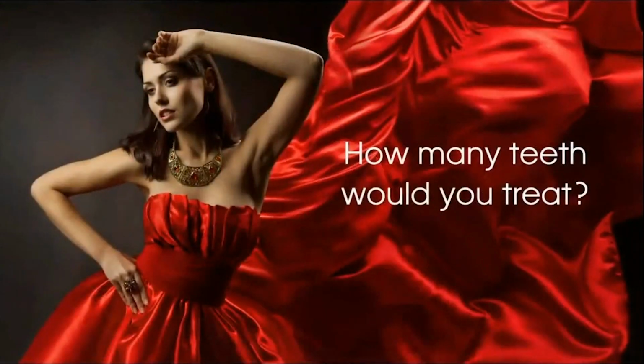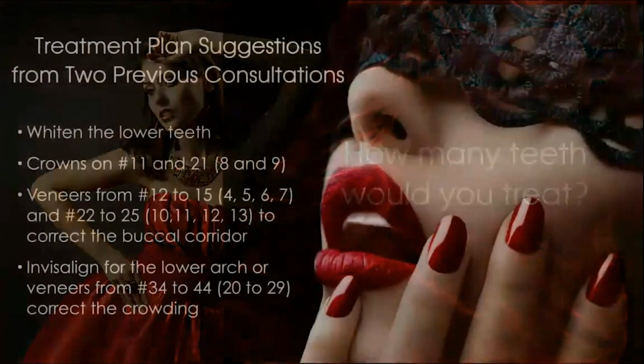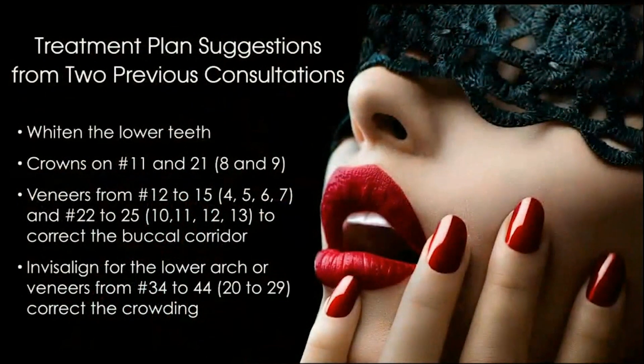Certainly, how many teeth would you treat? She went and had estimates and treatment plan suggestions from 2 other consults: whiten the lower teeth, crowns on 8 and 9, veneers from 4 to 7 and 10 to 13 to correct the buccal corridor, and Invisalign for the lower arch, or maybe even 8 to 10 veneers to correct the crowding. Now, that's a lot of work for someone.